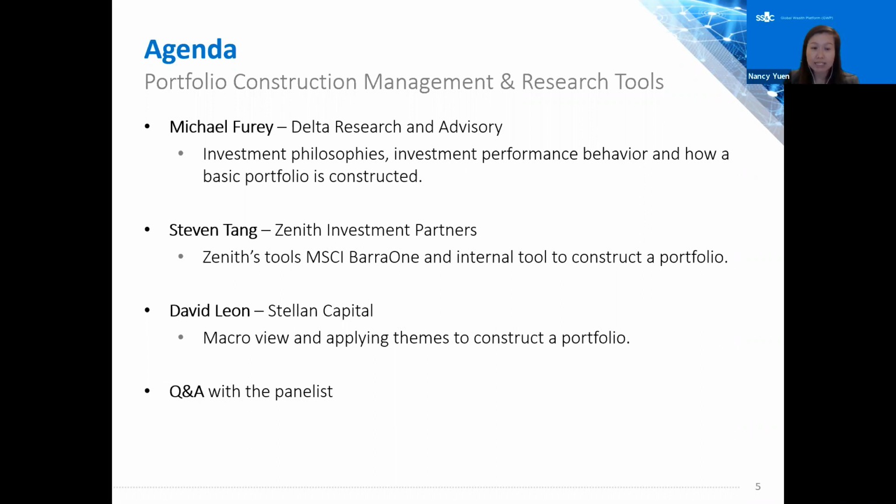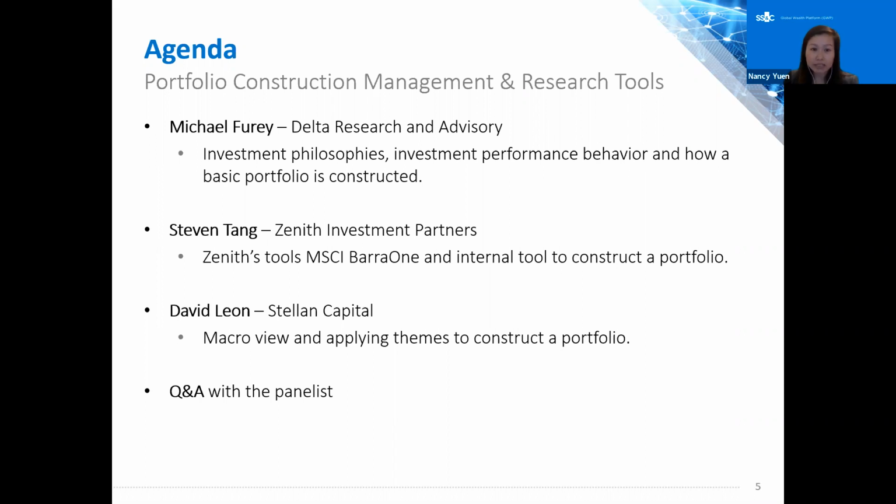Our second panelist is Stephen Tang, who is head of consulting from Zenith Investment Partners. He has held various roles within the company for the last 15 years and is CFA and CAIA qualified. Stephen will be dipping into the external and internal tools available at Zenith for portfolio construction.